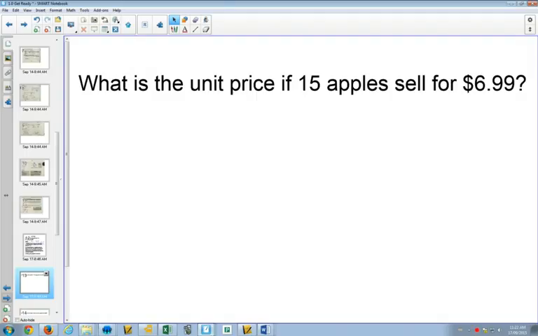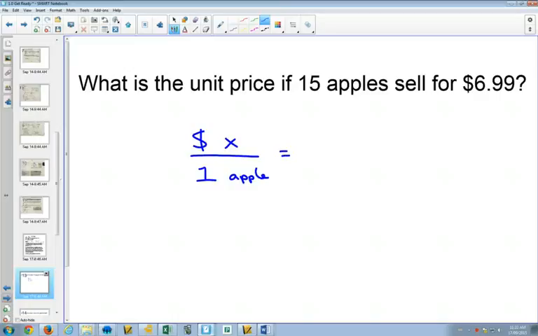So step 1, we need to decide what our unit is going to be. We want to find the price per apple. We don't know the price for one apple. We do know the price for 15 apples.